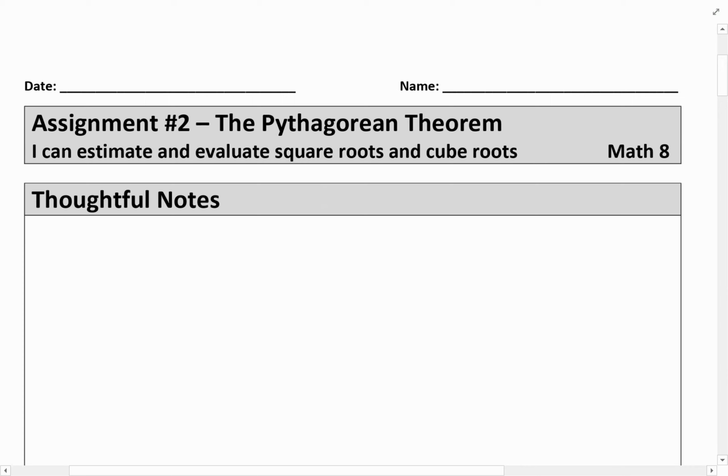Today we're going to be looking at more on squares, actually squares and cubes, but also extend to something that's new. It's what we call square roots and cube roots. What we're doing today is we're going to try to evaluate and estimate.